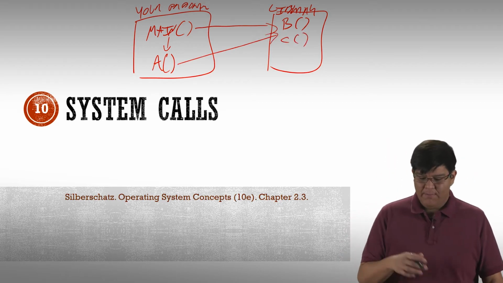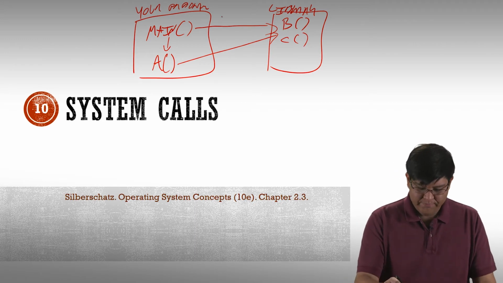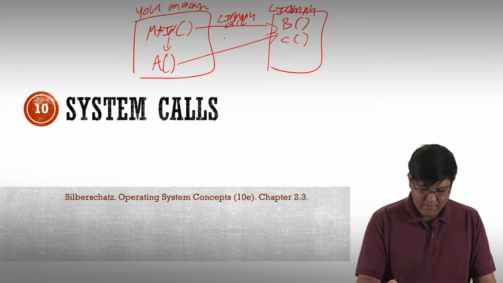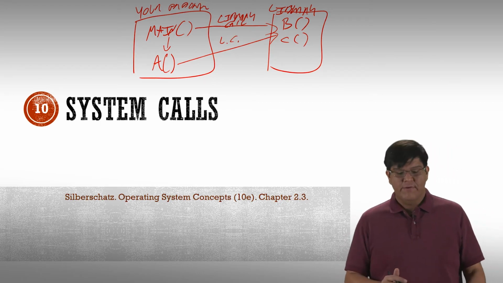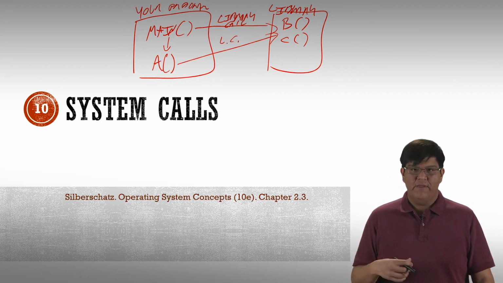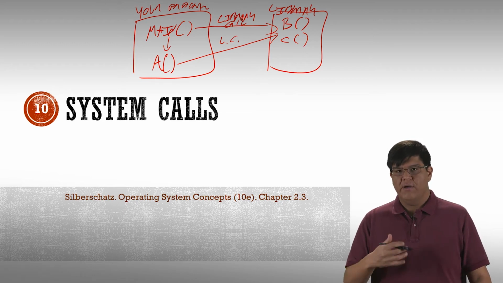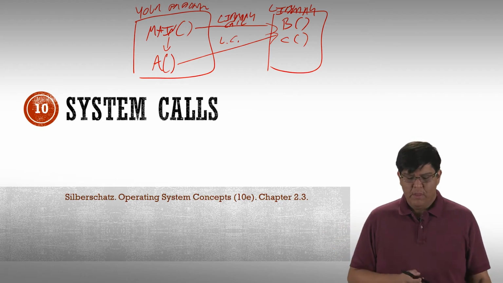So I have my program, library. So this is a library call. Call this LC, library call. Okay, so normally, you write your program and it has some stuff in it. Sometimes you want somebody else to do something for you, so you make a call to that library, okay?